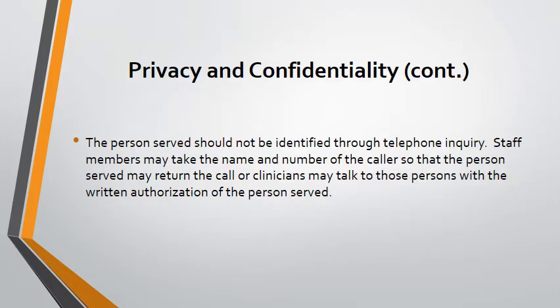One of the very common occurrences where we need to make sure that we are abiding by the regulations regarding confidentiality is receiving a telephone call from someone other than the person served who is asking about the services or treatment of the person served. There are two important issues related to confidentiality regarding telephone contact.